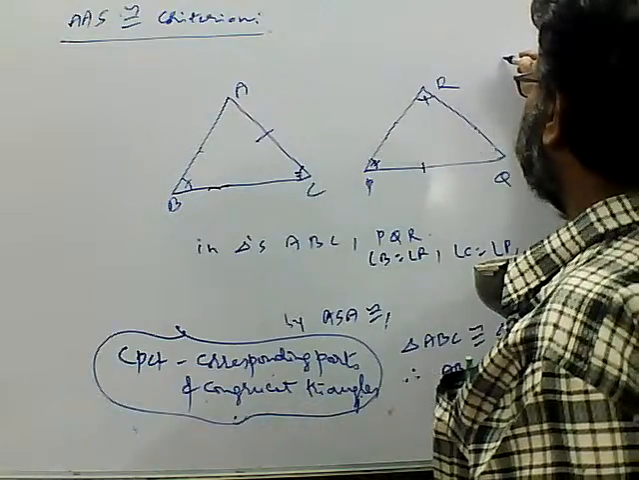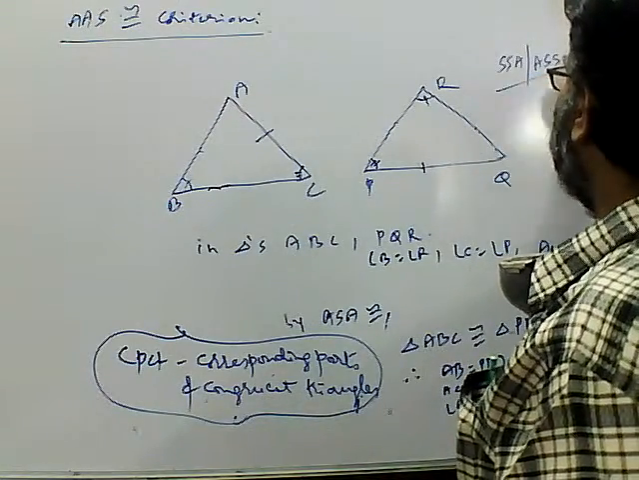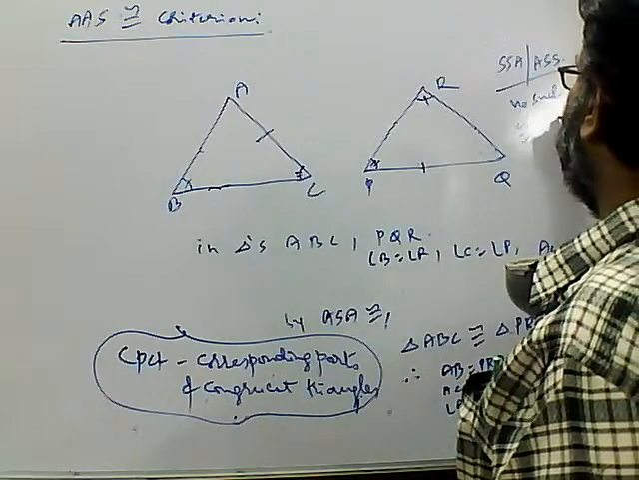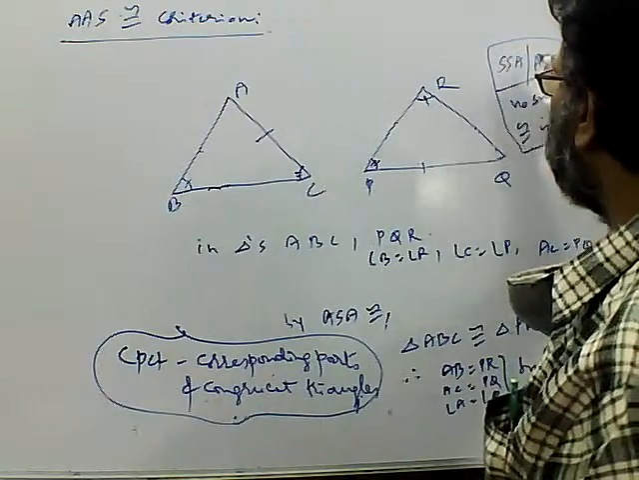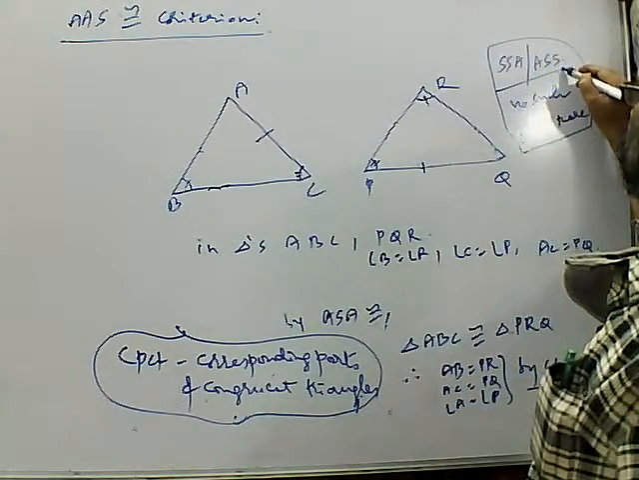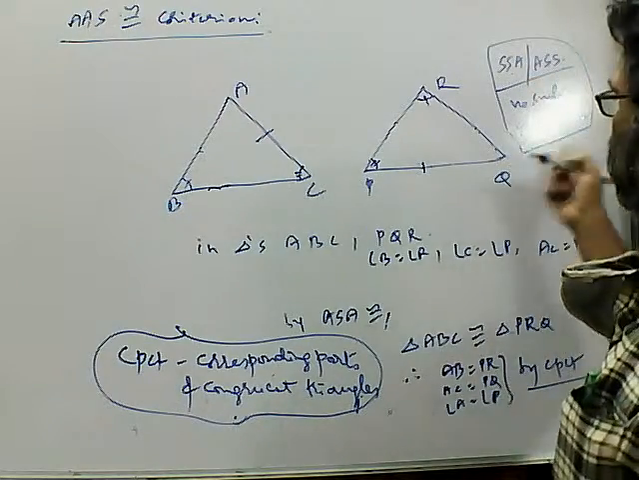But there won't be SSA congruency or ASS. No such congruency is there. Don't take it as existing. Two sides after one angle is not there. Two angles after one side is there. So SSA is the reversal, and these two are not there. No such criteria. Don't take congruency like this.